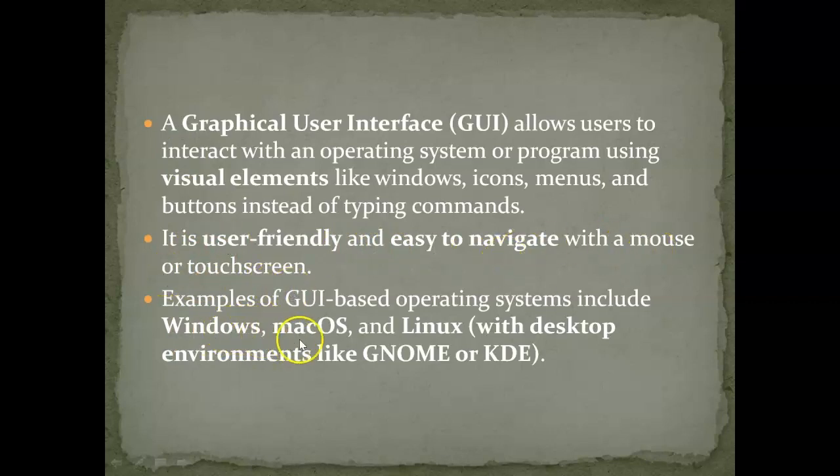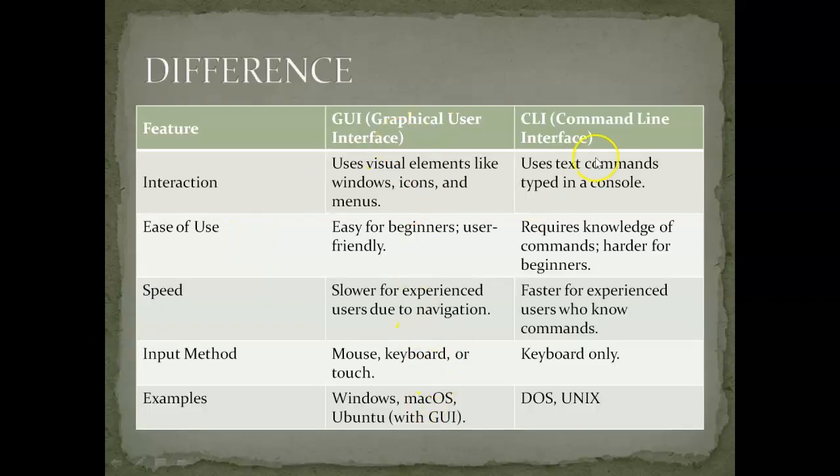Examples would be Windows, Mac operating system, and Linux, but Linux with a desktop environment like GNOME or KDE. So here the differences between CLI and GUI are given, where one is the command line interface and another one is the graphical user interface. You can see the difference for each topic, like ease of use, which is easier. GUI is always easier because with CLI you need to remember the commands, which is quite difficult for beginners. Those who are using it for the first time may find it a little difficult.